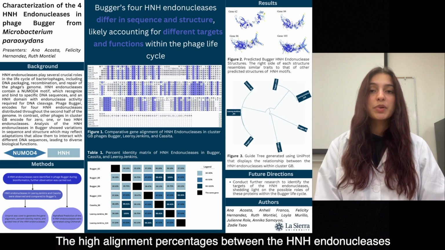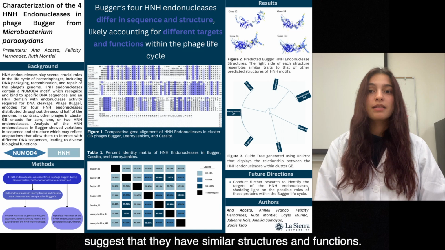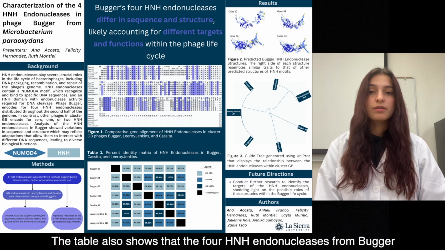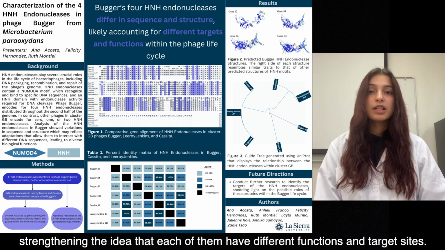The high alignment percentages between the HNH endonucleases in Bugger, Leroy Jenkins, and Casita suggest that they have similar structures and functions. The table also shows that the 4 HNH endonucleases from Bugger have lower than 40% sequence similarity, strengthening the idea that each of them has different functions and target sites.